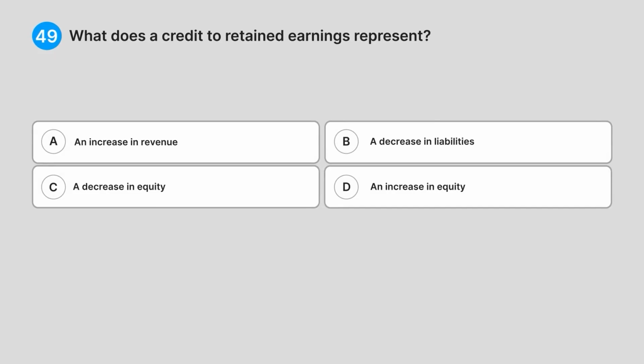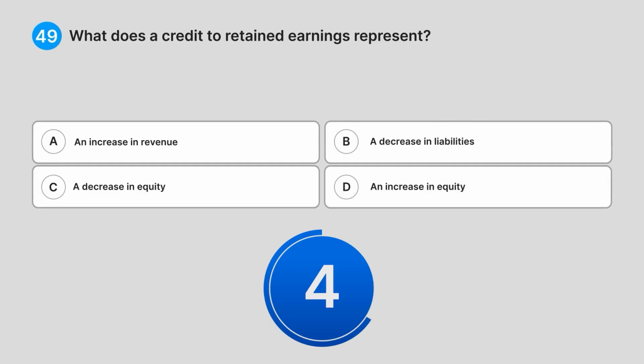49. What does a credit to retained earnings represent? A. An increase in revenue. B. A decrease in liabilities. C. A decrease in equity. D. An increase in equity. Do you know the answer?